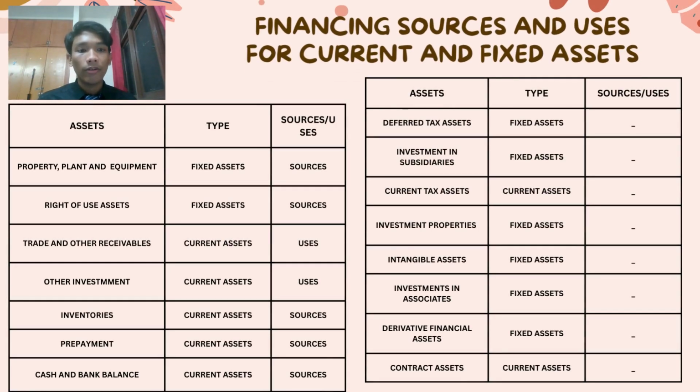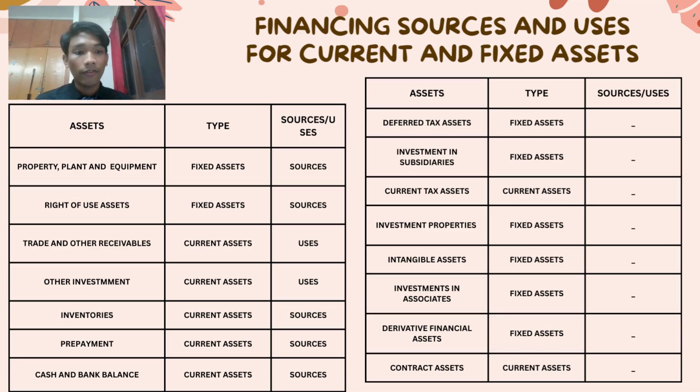Next, I will talk about financing sources and uses for current and fixed assets. For the left side, first of all, property, plant and equipment. The type of asset is fixed asset and it is sources. Next, right of use asset, fixed asset, sources, trade and other receivable, current asset, uses, other investment, current asset, uses, inventories, current asset, sources, prepayment, current asset, sources, cash and bank balance, current asset, sources.